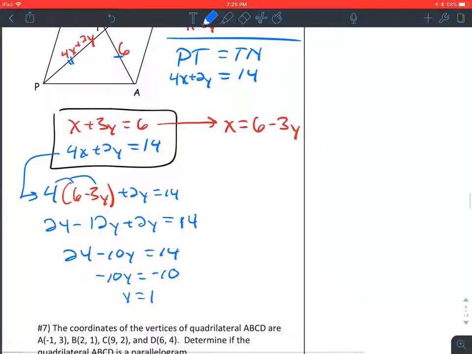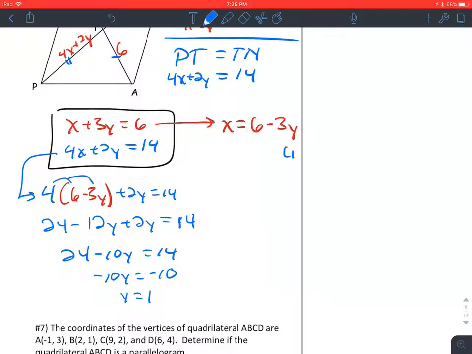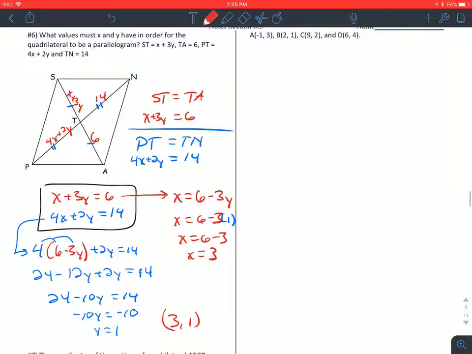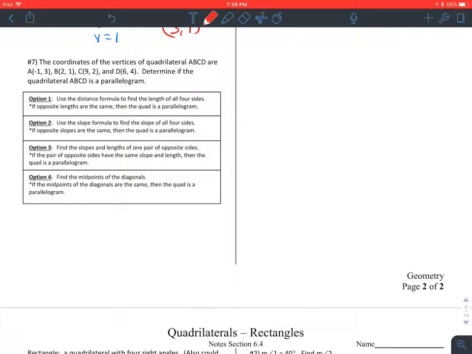Therefore, y equals 1. We go up here and replace the y with a 1. Simplify it. We end up with the ordered pair (3, 1). The question asked, what values must x and y be in order to make this a parallelogram? x has to be 3 and y has to be 1.